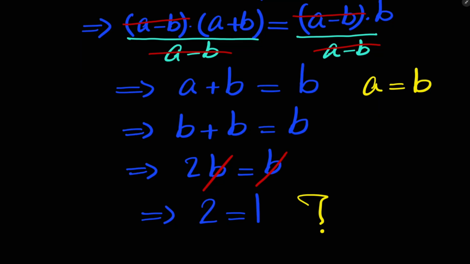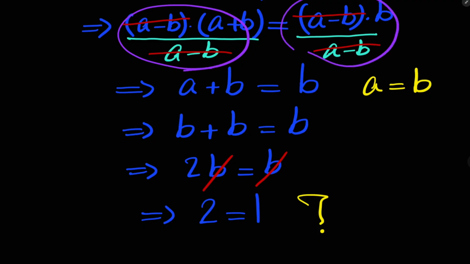Everything looked valid. Multiply, subtract, factor, and divide. But let's go back to the sneaky step when we divided both sides by A minus B here and here. We forgot something very important. Remember at the beginning we said A equals B. That means A minus B equals 0.